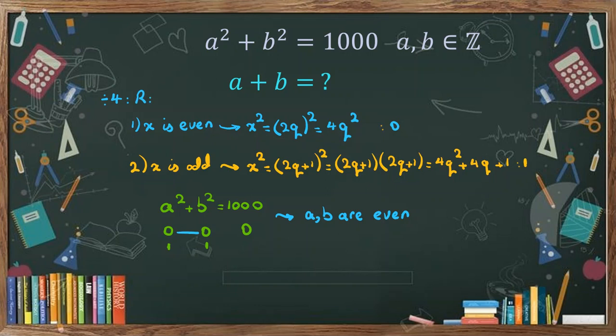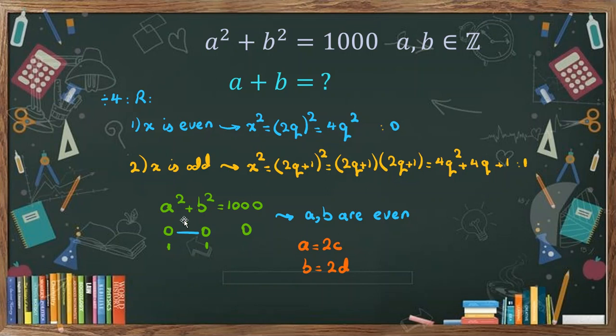Now, in the next step, we say, okay, A is even, B is even. So we can say A equals 2C and B equals 2D. Let's replace it in our main equation. Replace A with 2C, because A and B are even, and B with 2D, and see what we can get.